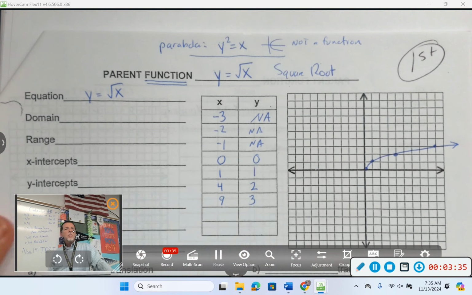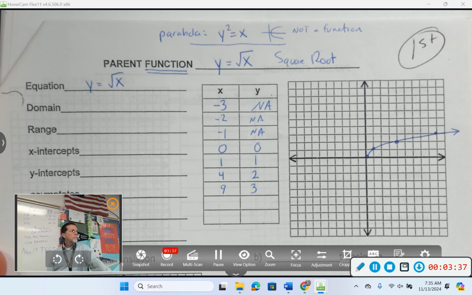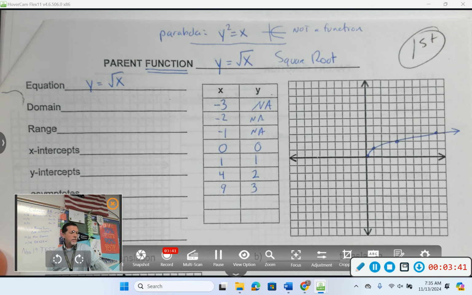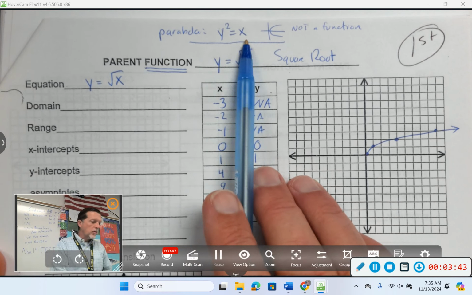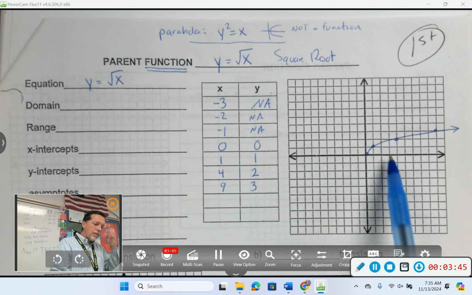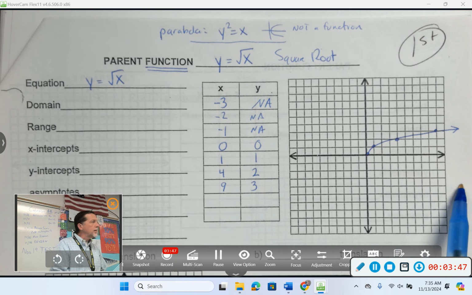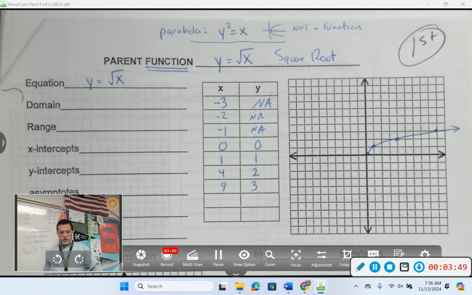So a plus or minus square root is the same as a parabola sideways. Correct. Okay. Because if we put the square roots on, we'd have to put a plus or minus, and then we'd get the bottom half of a parabola. But the square root, we don't do that.